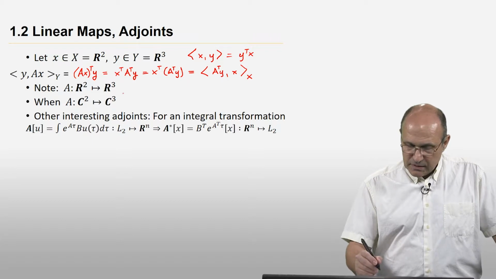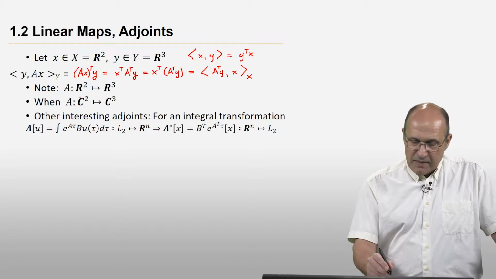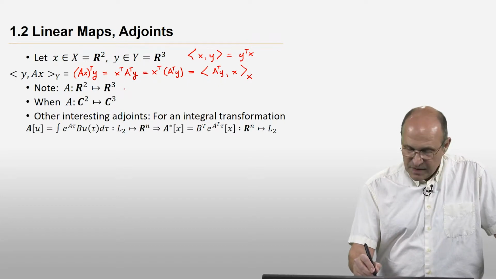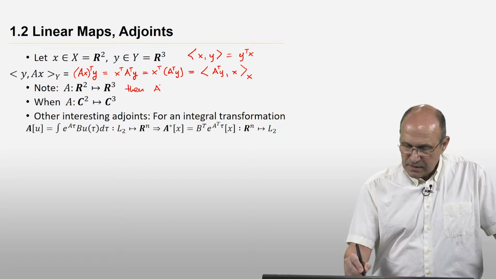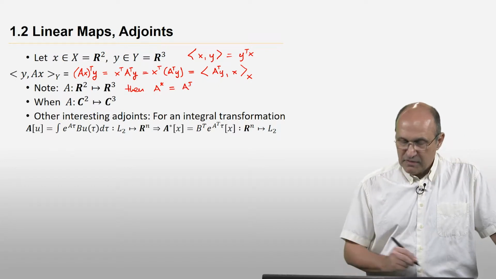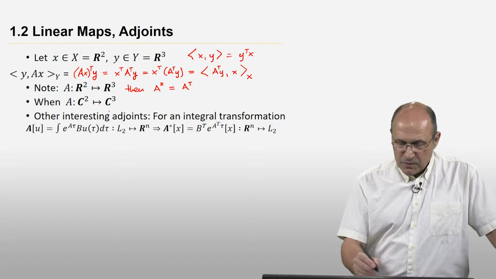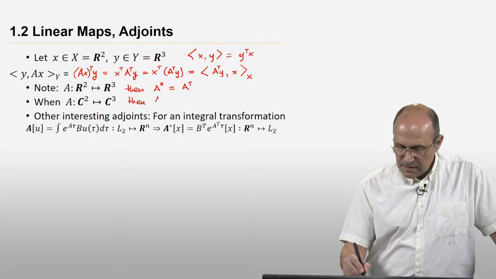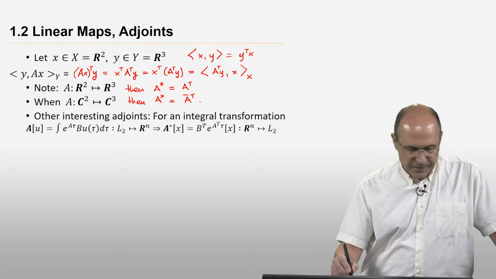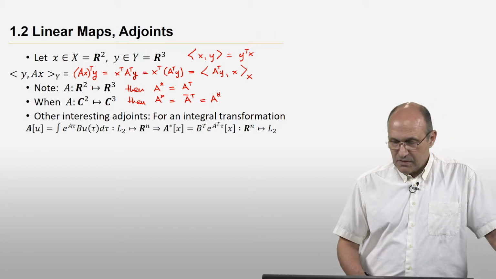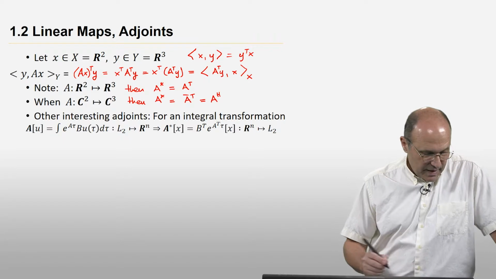Now, we can draw some quick conclusions. If we're mapping Rn to Rm, like so, then the adjoint of a linear transformation is simply given by the transpose of the matrix. If we're working with complex valued elements, then the adjoint is the complex conjugate transpose, which also has a fairly standard notation, Hermitian A with a superscript H.